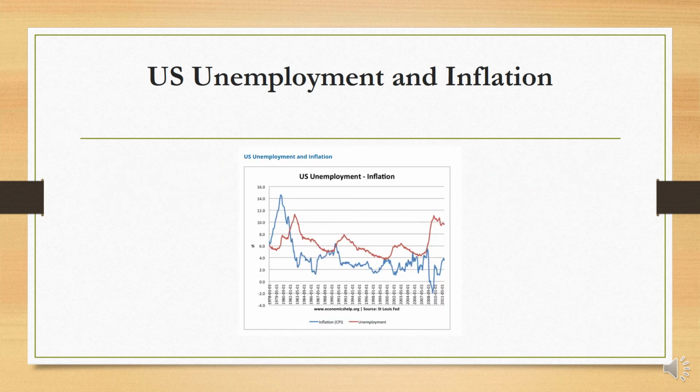US unemployment and inflation. Look at the data. The red line shows unemployment and the blue line shows inflation in terms of the CPI. Look, there is a trade-off between unemployment and inflation in different years, in 1987, 1990, and 2010. It shows there is a negative relationship between inflation and unemployment.